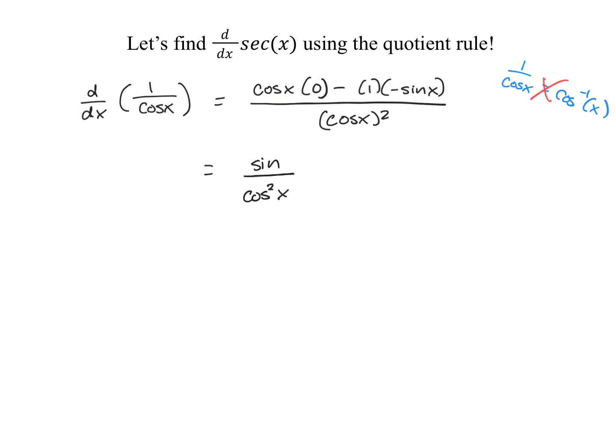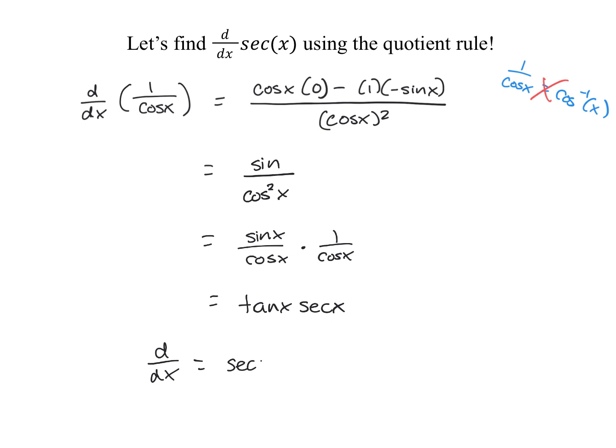So we are going to simplify this a little bit. I'm going to rewrite this as sine over cosine times 1 over cosine. And then we know that sine over cosine is tangent and 1 over cosine is secant. So the derivative of secant of x is actually secant of x tangent of x. So again, we were able to find this derivative using another derivative rule that we've already proven and our quotient rule.